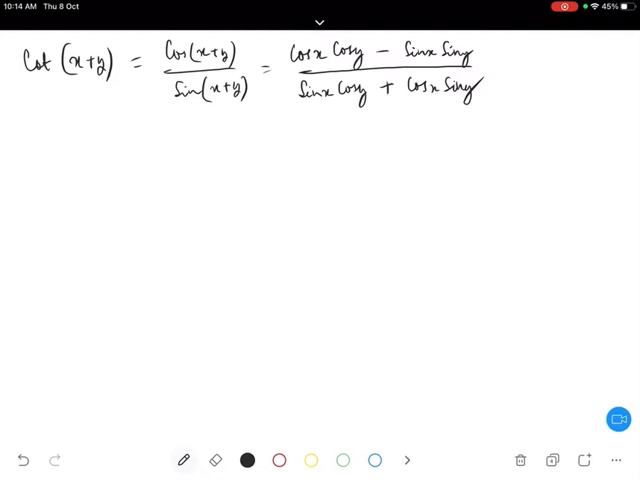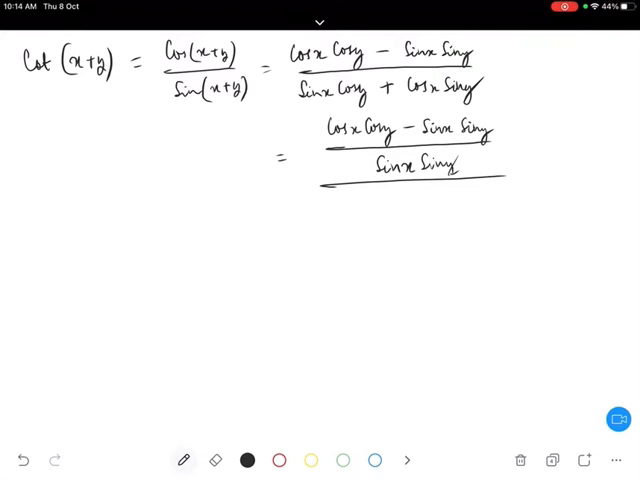So my denominator will be sine. So I will divide numerator and denominator by sin x sin y. Everyone understood? Why am I dividing by sin x sin y? Because I have to find cot, and cot is a ratio of cos by sine. So the denominator will be sine. That's why.